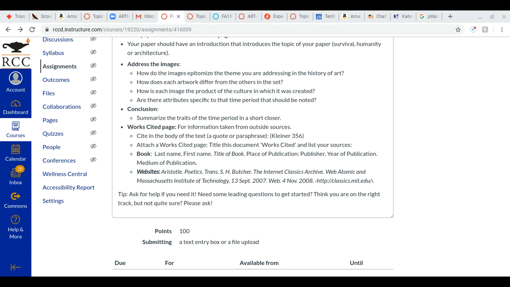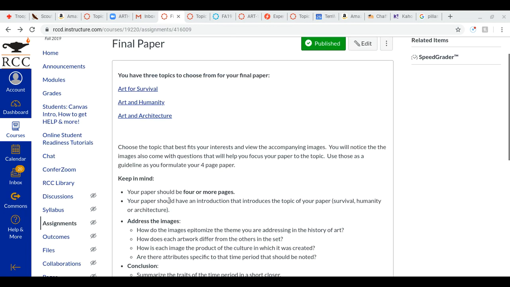If you plagiarize, you will get a 0 and there's no redos. It's the end of this semester and I'm not going to read your paper twice. So please, please, please be very careful. And if you need help, please ask. All right, so let's look at the topics.